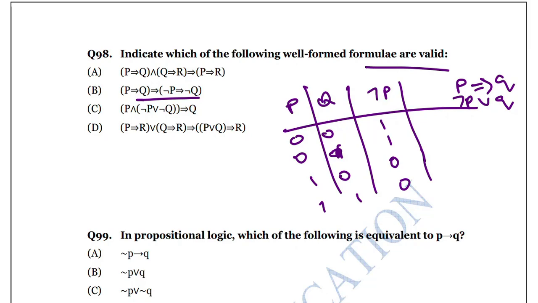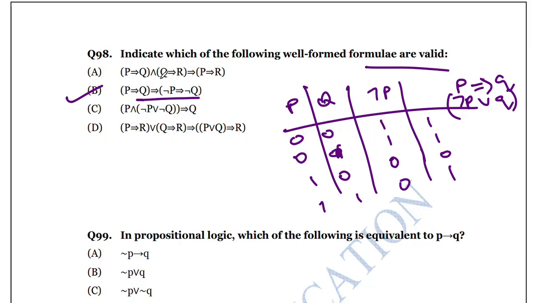So negation P or Q, that is negation P 0 or 1, equals 1. Here 1 or 1 equals 1. So this is the answer, right? Similarly you have to find out the other formulas and check them against P implies Q. Okay, if you find out, the answer is option B.